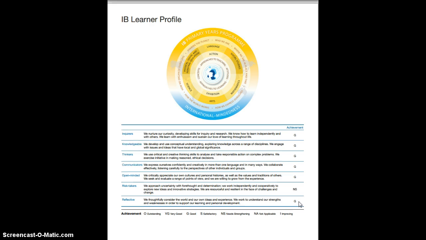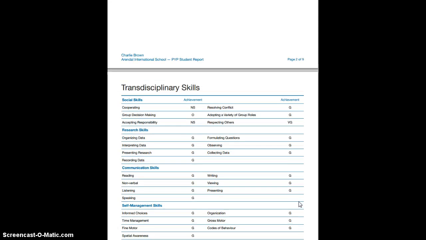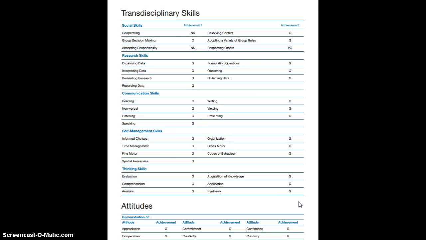Okay, so as we work our way down the report, we go to the transdisciplinary skills. Okay, and we have social skills, and you can see that Charlie's not very good at cooperating. Certainly you would expect him to be more cooperative for a child of his age, but he's amazing at group decision making, which sounds like it contradicts each other. We've got some issues over here where we can see that he's at grade level, and accepting responsibility is an area which he could probably work on.